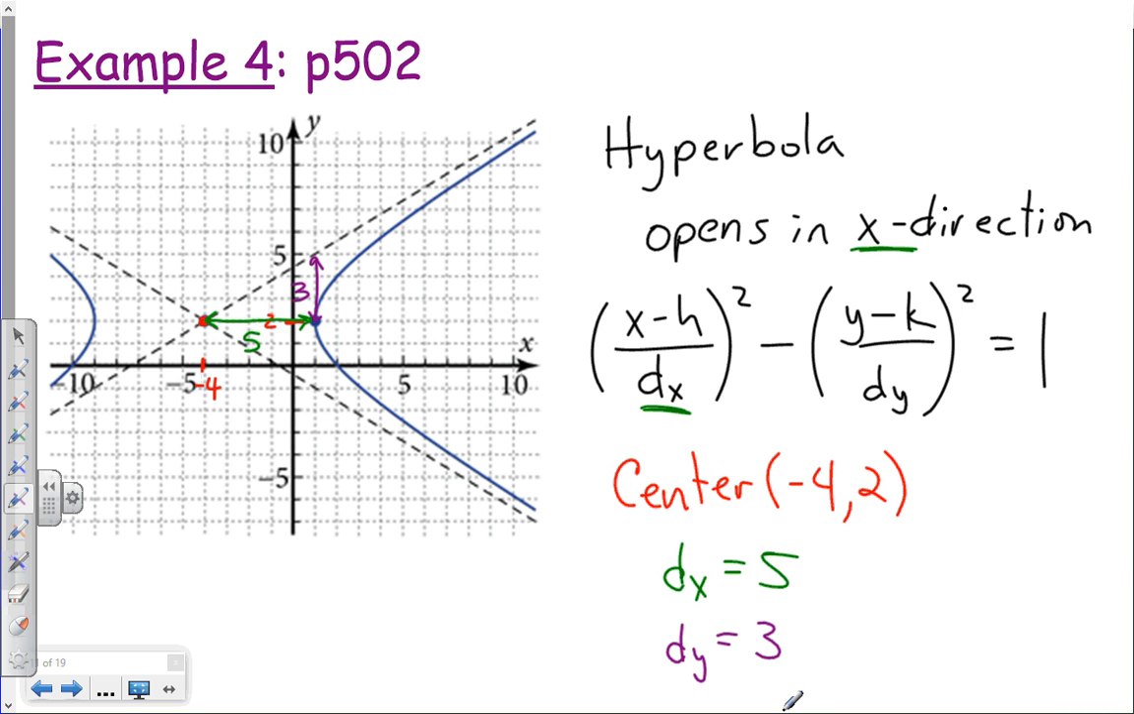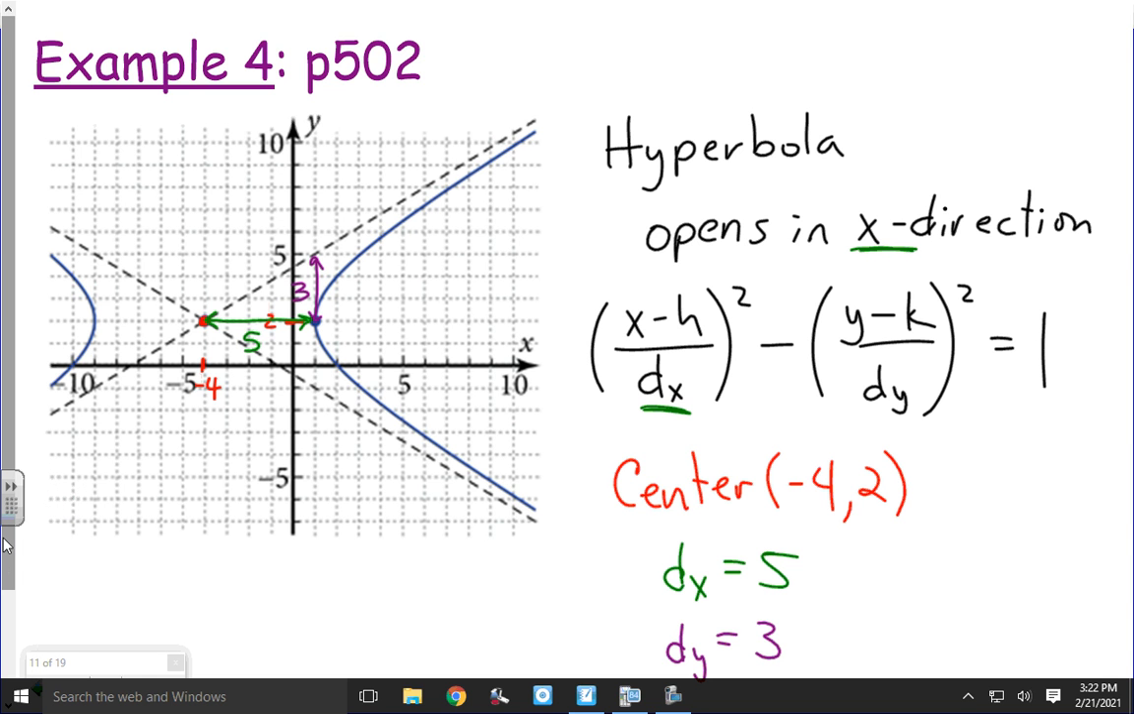Again, because this opens up in the x direction, I can measure the distance from the center to the vertex. That tells me my dx. And then from the vertex to my asymptote, that distance will tell you what dy equals.